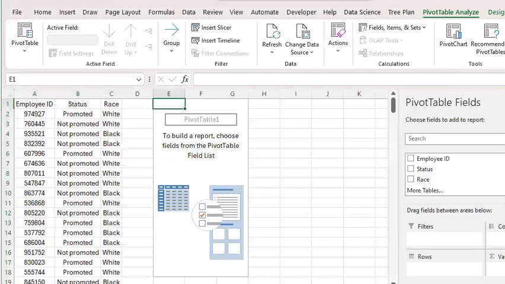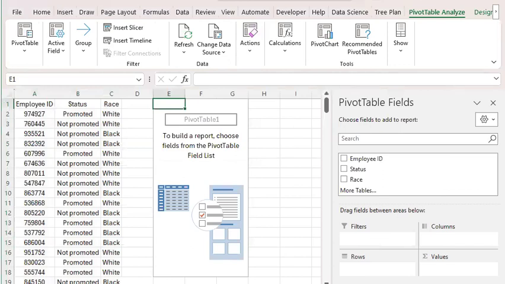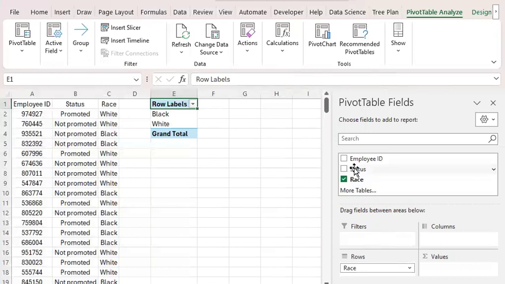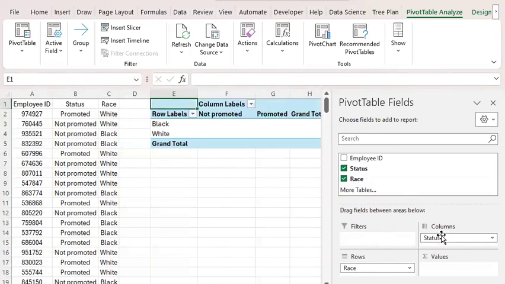Now I need to go back to the problem. Race is in rows, and promoted, not promoted is in columns. So I'm going to drag race into the rows area. I'm going to drag status into the columns. And I got not promoted and promoted. Then I got black and white. So that order is correct. And this order is correct, right?